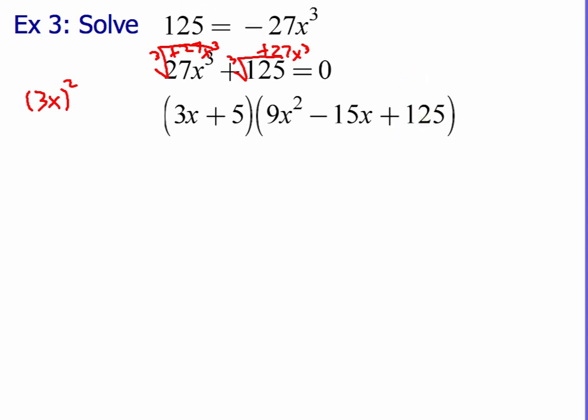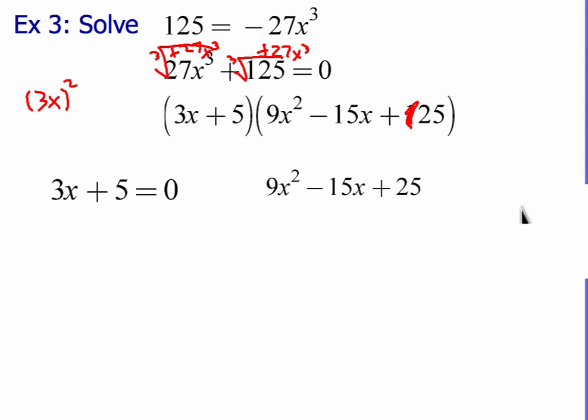Ooh, this is actually wrong. This should just be 25, not 125. Okay, and then we're just going to go from here. Okay, so this term is always going to be unfactorable. Okay, so notice I accidentally, there we go. So that should say equal 0.